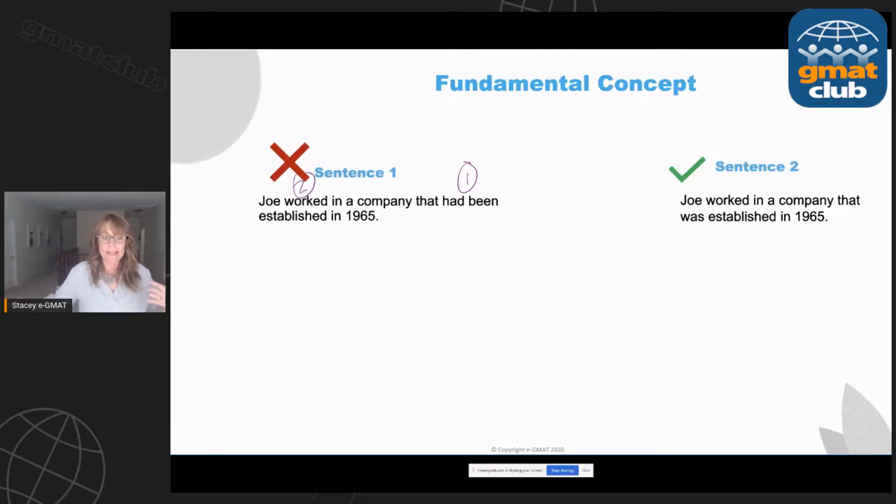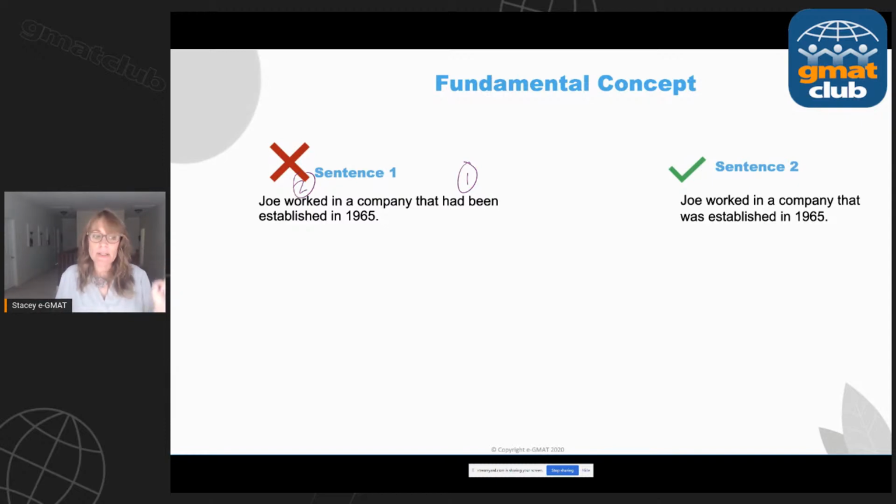Just because someone works someplace and the company was established doesn't mean the events were related, all right? For all we know, the company was established in 1965. Joe didn't start working there until yesterday. So the establishment of the company and Joe's employment have nothing to do with each other. Two totally separate timelines. If Joe leaves the company, do you think the company's going to close? Absolutely not. One event has nothing to do with the other. Therefore, the events do not need to be sequenced because they are not related. Thus, the use of the past perfect is incorrect.